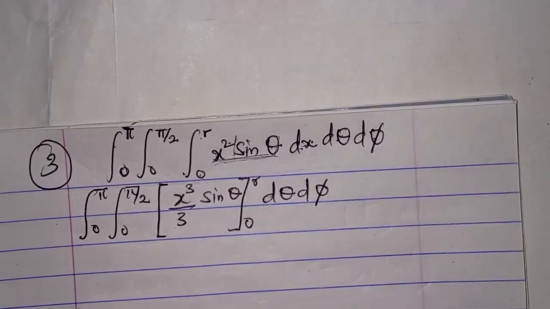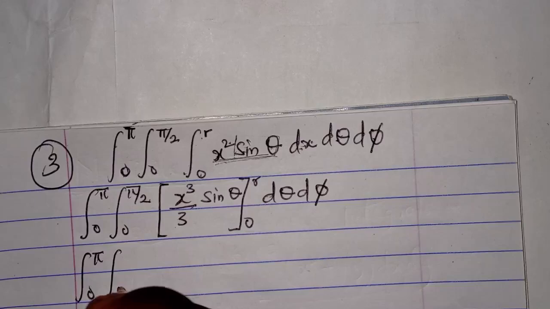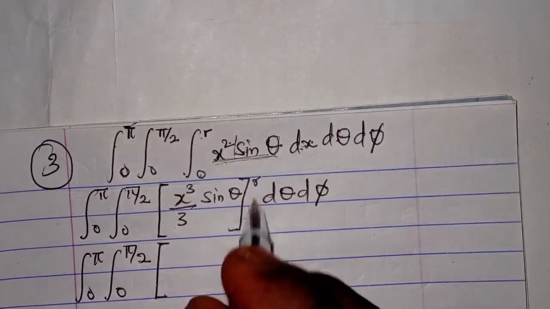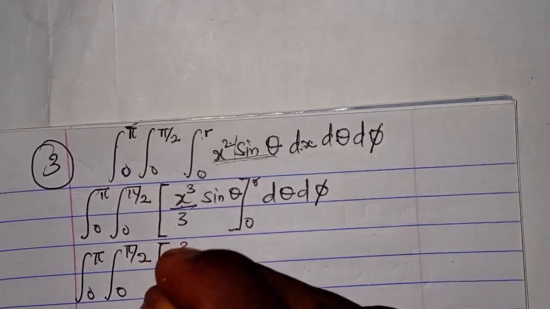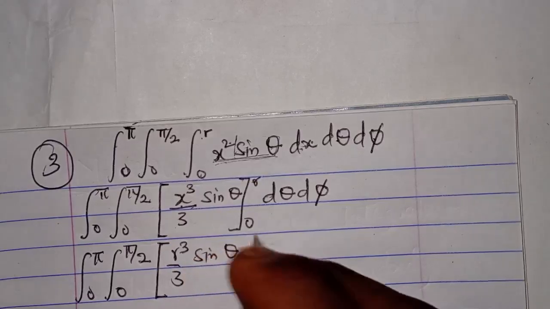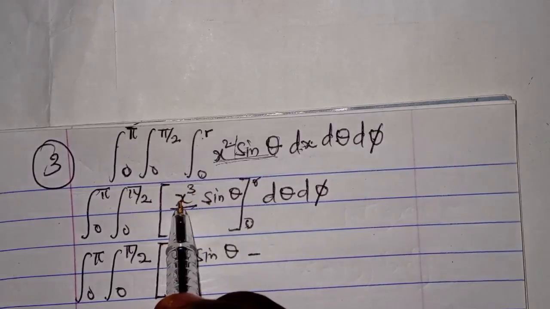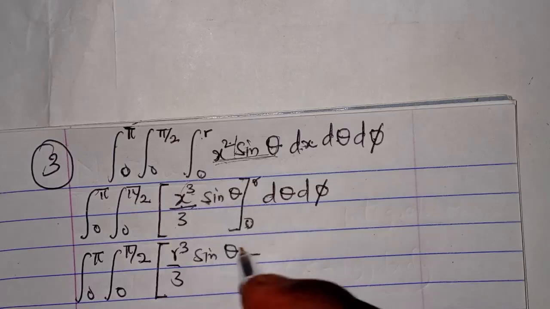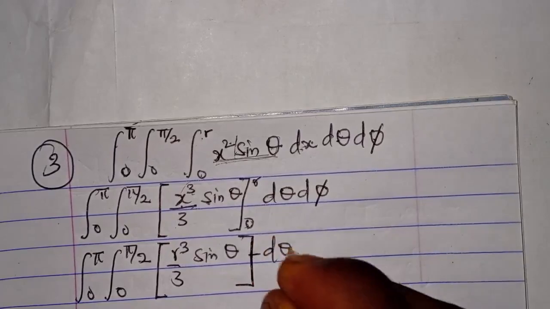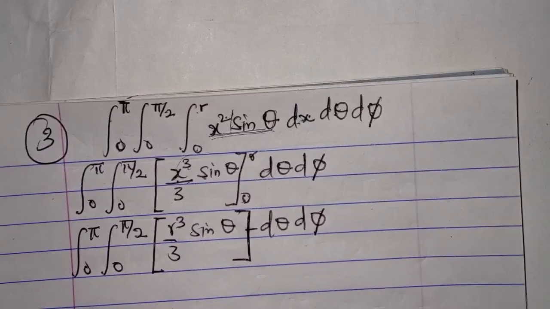So if I evaluate this, I'll be having the integral from 0 to pi, the integral from 0 to pi over 2. Plug in the upper limit, which is r, we're having r cubed all over 3 sine theta, minus plug in the lower limit, which is 0. If I plug in 0 for x here, everything here becomes 0. So there's no need for that. The d theta d phi.